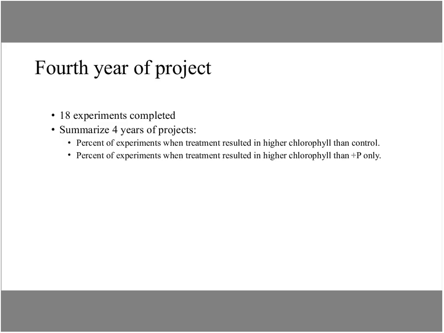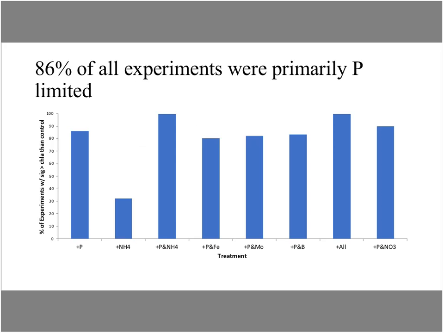The next couple slides are some conclusions about the data. We have the percentage of experiments where treatments resulted in higher chlorophyll than the control, and then higher chlorophyll than phosphorus only. So the first one is here, and basically we're saying that 86% of experiments performed were primarily phosphorus limited. So phosphorus is likely the limiting nutrient out there in the Central Basin, and we have 18 data points to back that up.